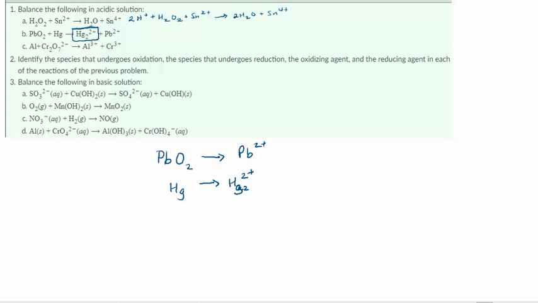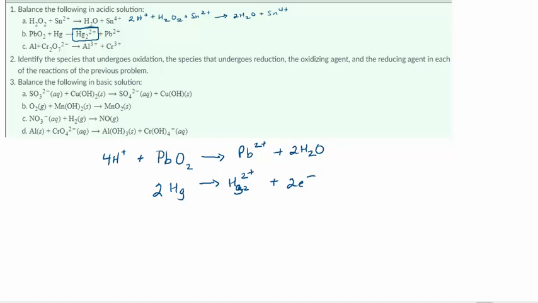Now the first thing we do is we balance all of our atoms other than oxygen and hydrogen. Then we add water to balance our oxygen. Then we add hydrogen ions to balance our hydrogens. Now we balance our charges. I have +2 on this side. I must need 2 electrons on the product side. That makes this the oxidation reaction.